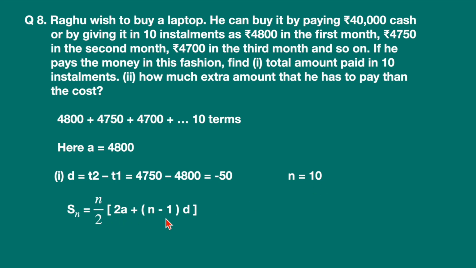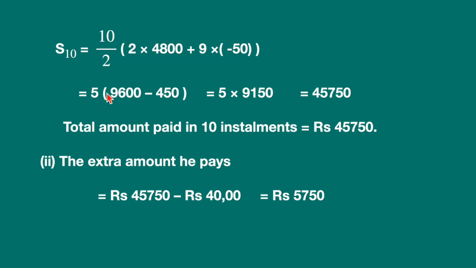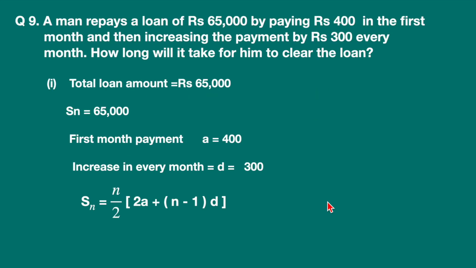Use this formula: Sn is equal to n upon 2 into 2a plus n minus 1 into d, and substitute the values. You will get the sum of the amounts he has paid for the 10 months as 45,750. Total amount paid in 10 installments is 45,750. The extra amount he pays: this is the cost, and this minus 40,000 will be 5,750.